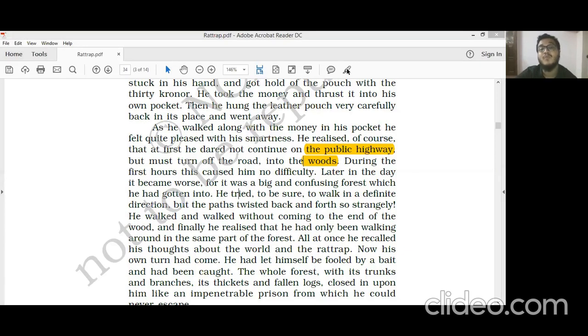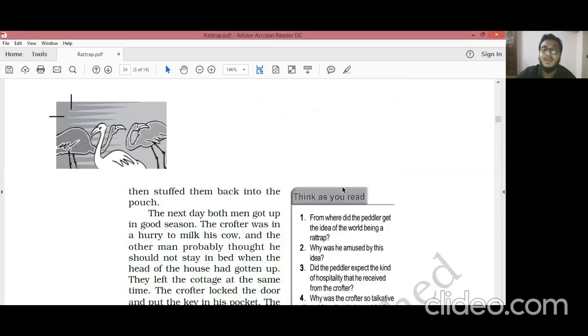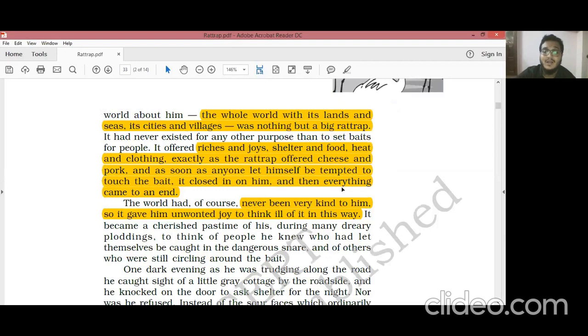So what is compared with the world? What are the things compared to the rat trap? You write it down. Quick, pay attention and answer me. What are the things compared to the rat trap? I'll try to show you once more.